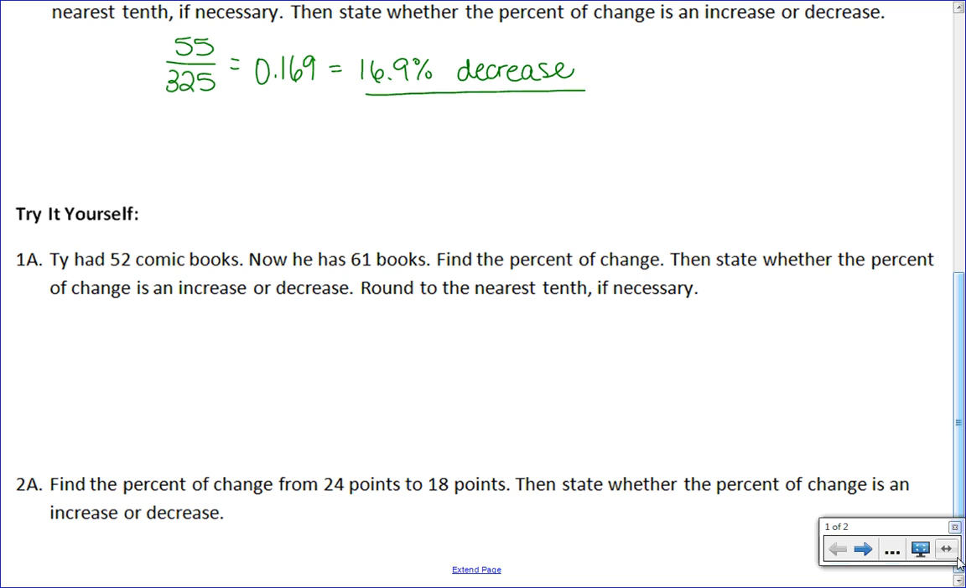Okay, for 1A, we should have gotten a 17.3% increase. And for 2A, a 25% decrease.